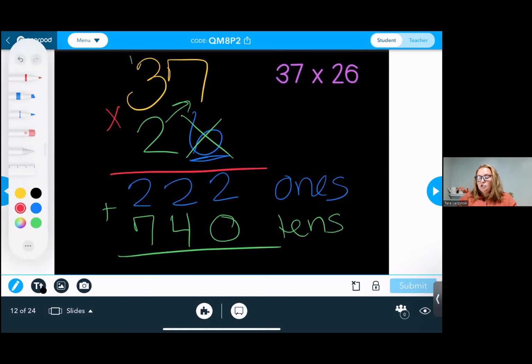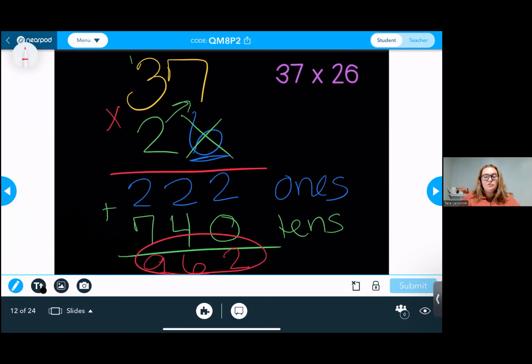I stack. I add. 2 plus 0 is 2. 2 plus 4 is 6. 2 plus 7 is 9. Our final answer is 962.